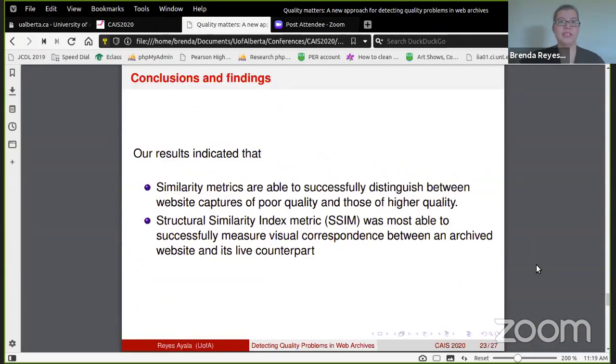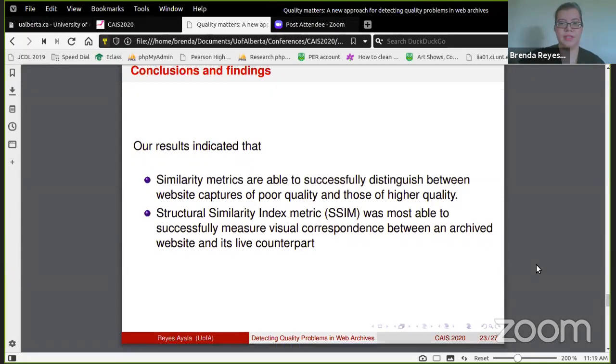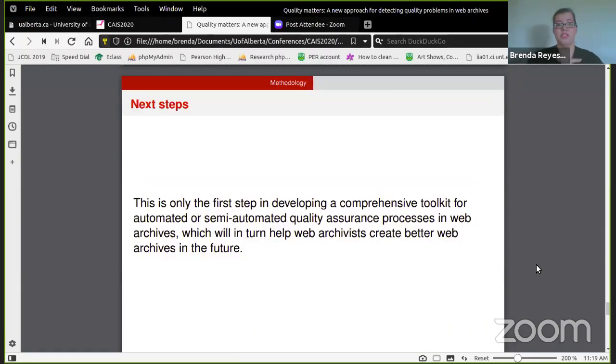So our conclusion is that similarity metrics are able to successfully distinguish between website captures of poor quality and those of higher quality, but not necessarily medium or high, or medium or low. And that the structural similarity index was the most able to successfully measure visual correspondence between an archive website and its live counterpart.